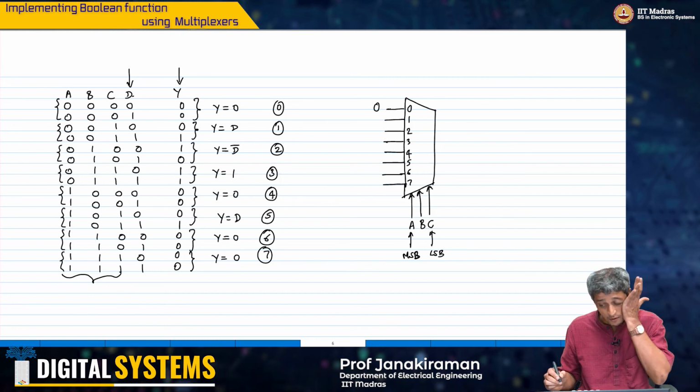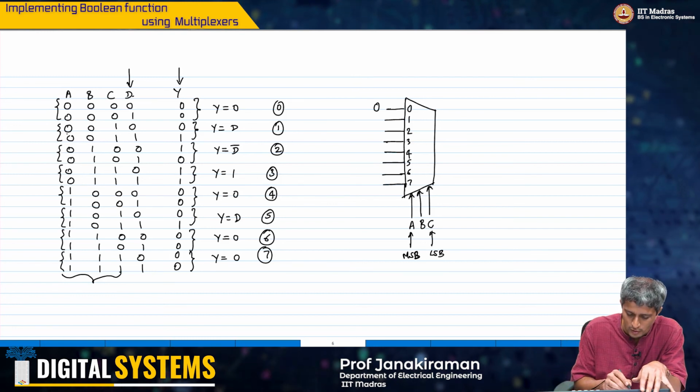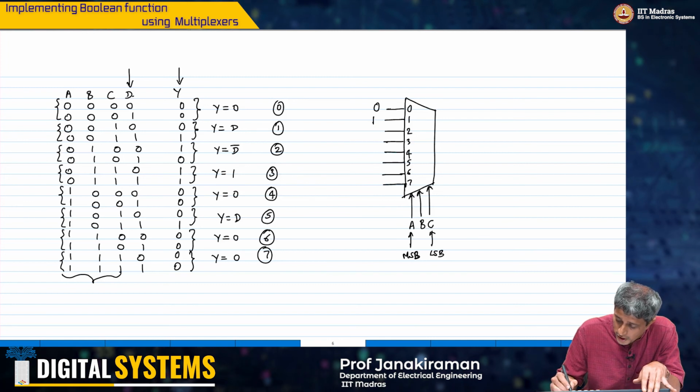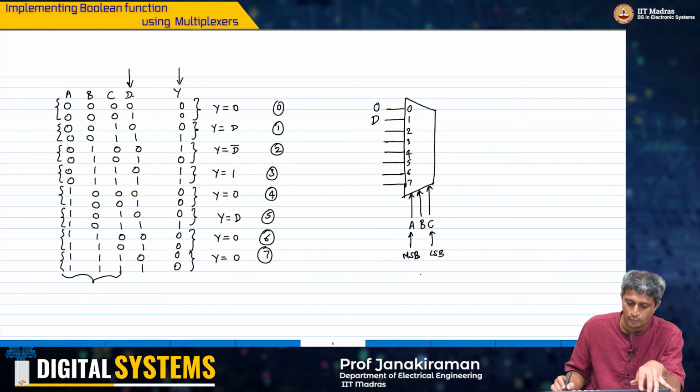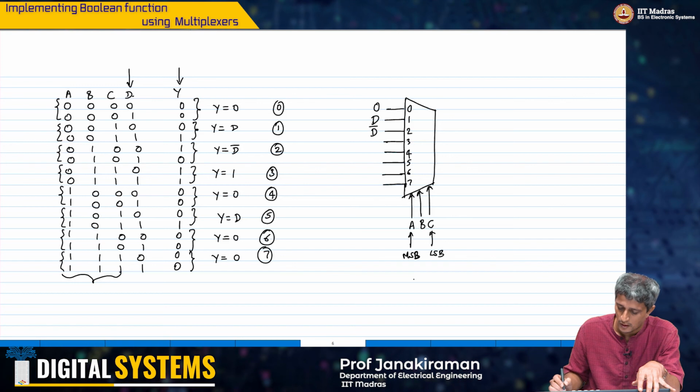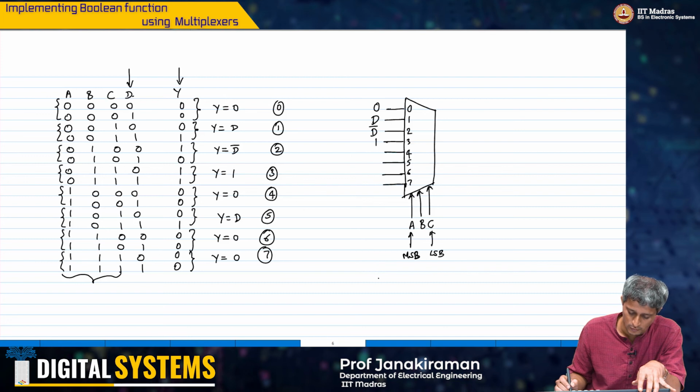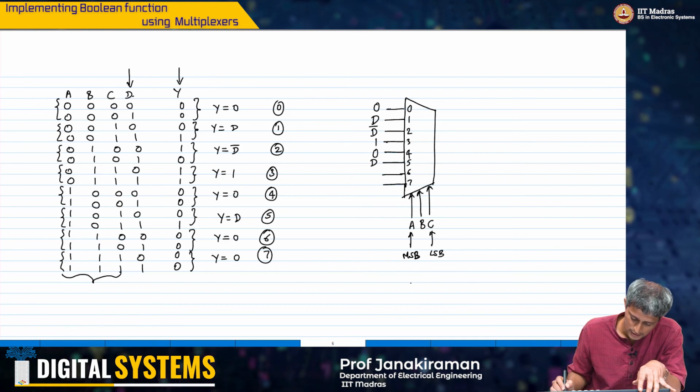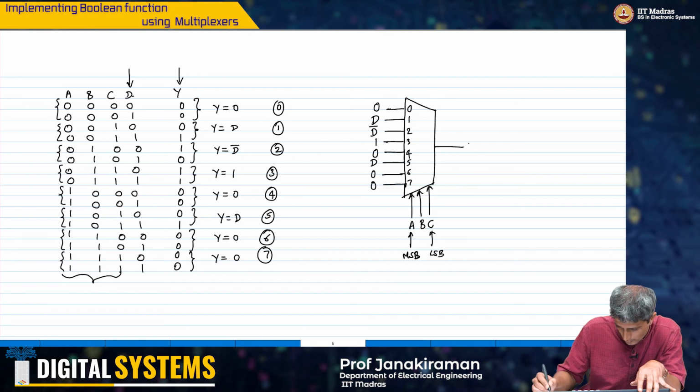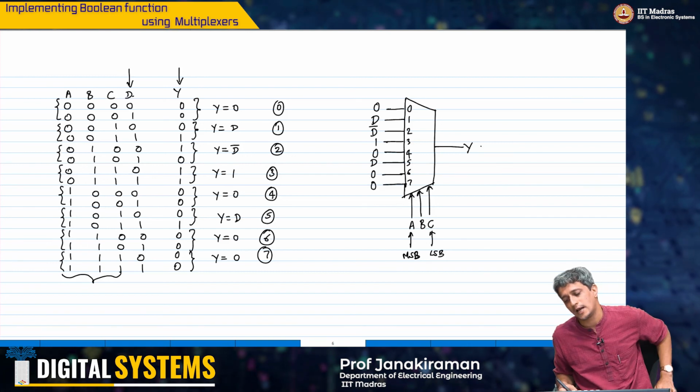Now when input ABC is 0, 0, 1, Y equals D. When the input is 0, 1, 0, that is 2, Y equals D bar. For 0, 1, 1, Y equals 1. When 1, 0, 0, Y equals 0. For 1, 0, 1, Y equals D. And for 1, 1, 0, it is 0. Finally 1, 1, 1, Y equals 0. This is my Y that I want.